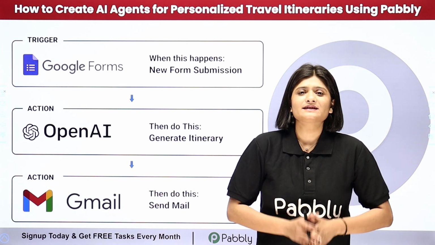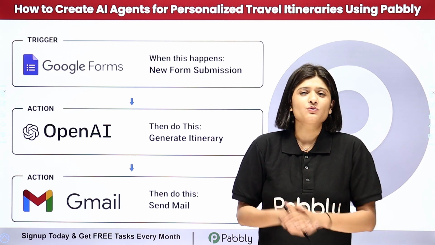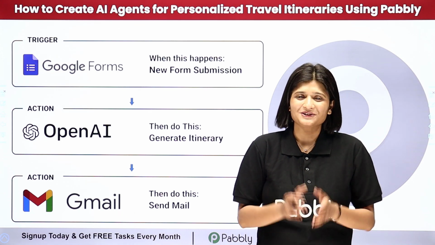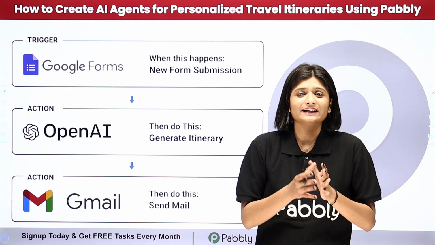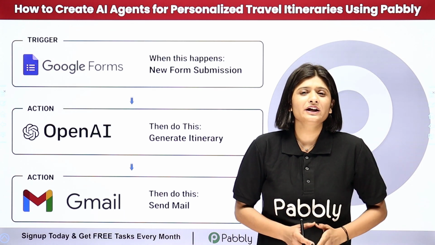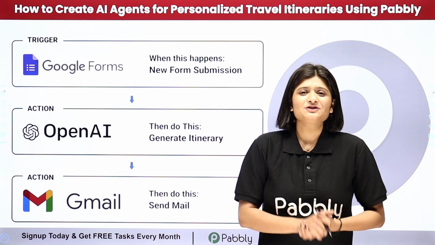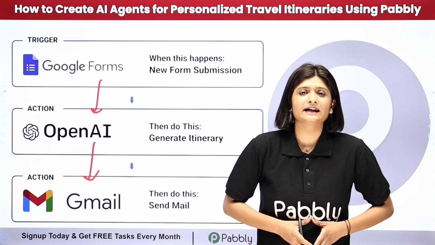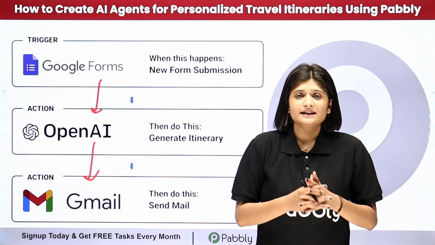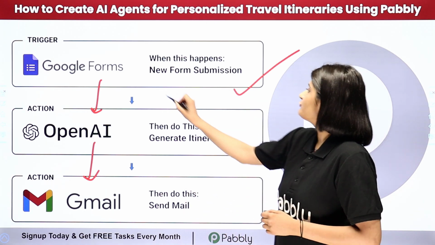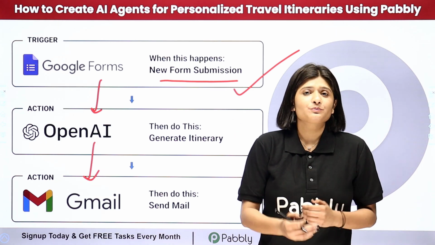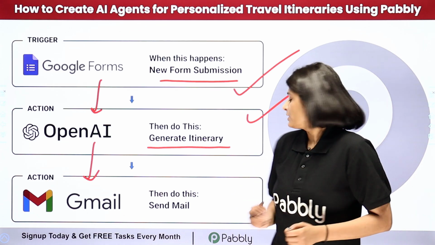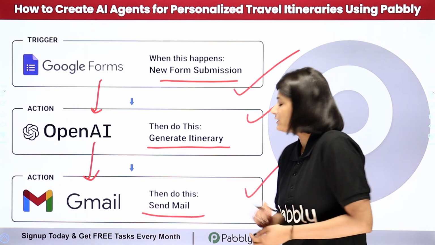Now doing this manually is a very time consuming task, so I'm going to completely automate this process, and to do this automation I'm going to use Pabbly Connect. Pabbly Connect is an amazing automation and integration software which requires no coding or programming skills. Here I just need to build a connection between Google Forms, OpenAI and Gmail. With the help of Pabbly Connect, I am going to build this connection in such a way that whenever I receive a new form submission, an itinerary is automatically generated with the help of OpenAI, and then I send this via Gmail to all the users.